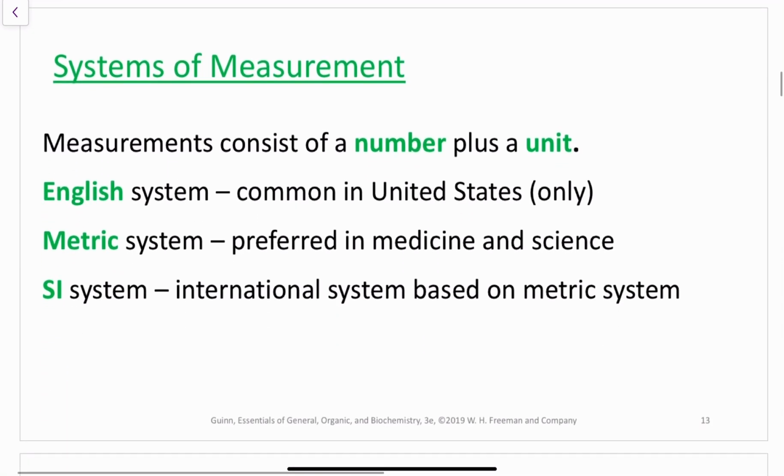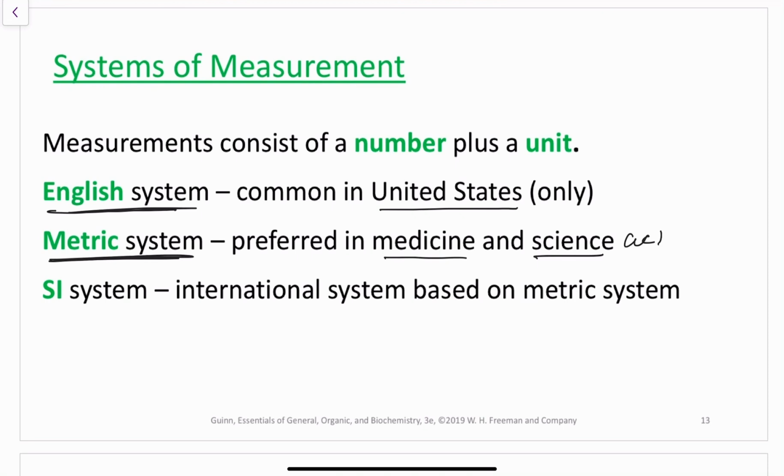So there are two kinds of measurement systems that scientists or medical professionals normally use. One of them is the English system, the second one is the metric system. The English system is what we normally use in the United States, but the metric system is the main system normally used in medicine and science across the world. And then we have the SI system, which is also called the international system, based on the metric system, right? And this is normally used by scientists.